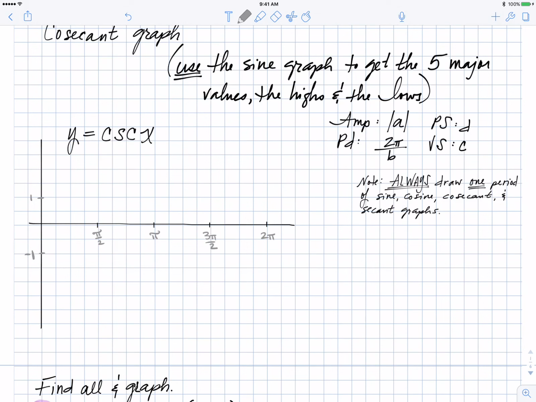And let's mark our 5 major sine values. We know that sine begins at the origin, then it goes to a maximum at pi over 2, back to the x-axis for pi, minimum for 3 pi over 2, x-axis for 2 pi. Let's use the same concepts that we used for secant. Anytime sine touches the x-axis, cosecant will have an asymptote. So sine x-axis will become a cosecant asymptote.